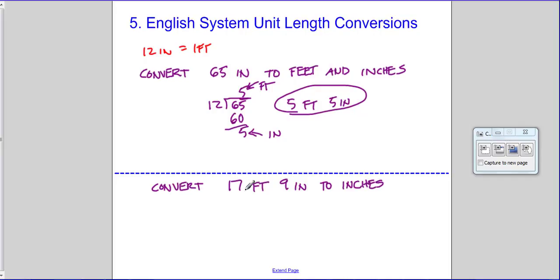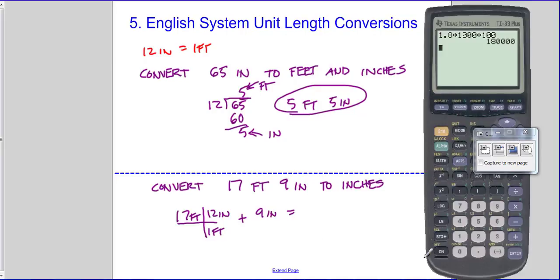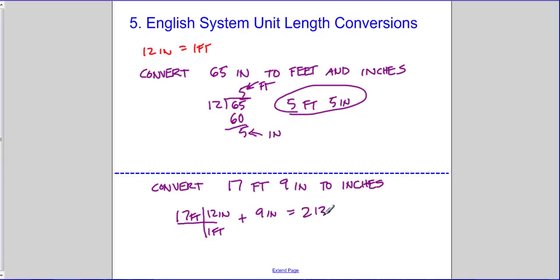So now 17 feet, 9 inches to inches, what I'm going to do is I'm going to convert 17 feet to inches for every 1 foot. That's 12 inches. So that's my 17 feet converted to inches plus 9 inches. So on my calculator now, I'm going to take 17 times 12 plus 9. That gives me 213 inches.